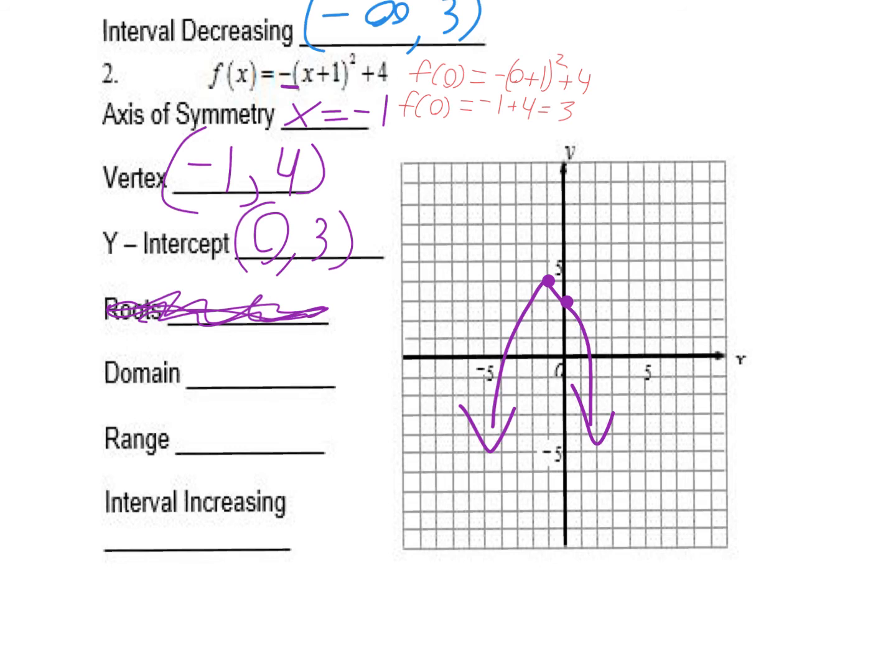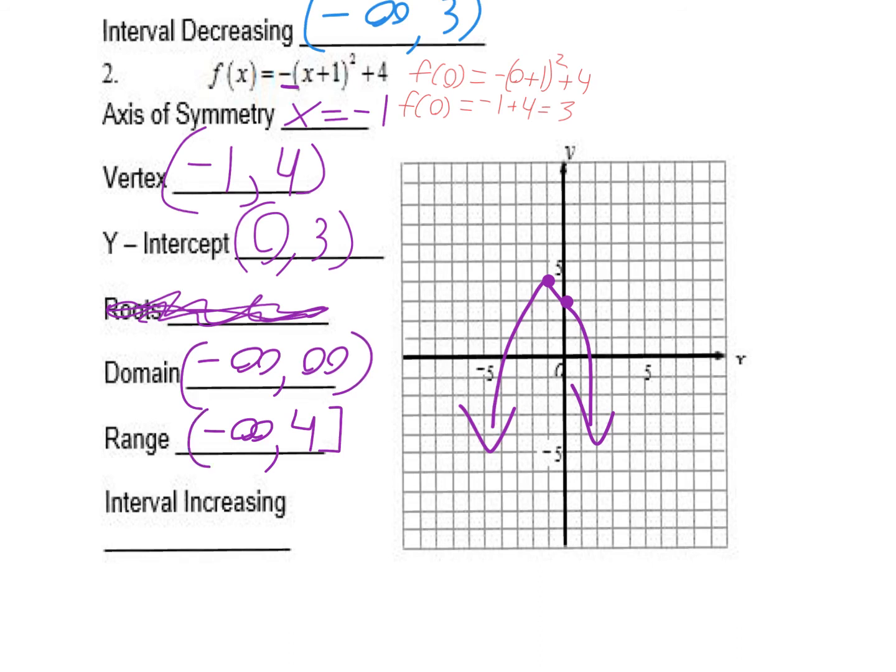For my general sketch, domain will be the same for all my parabolas, negative infinity to positive infinity. Range, here the range is going to look a little different than the previous ranges, so we always start from the lowest number. Our lowest possible y value is negative infinity. Our highest possible y value is 4.